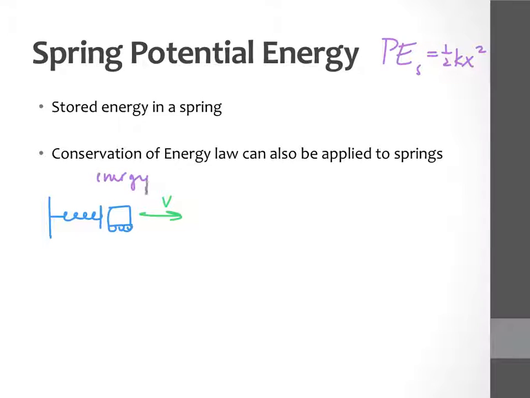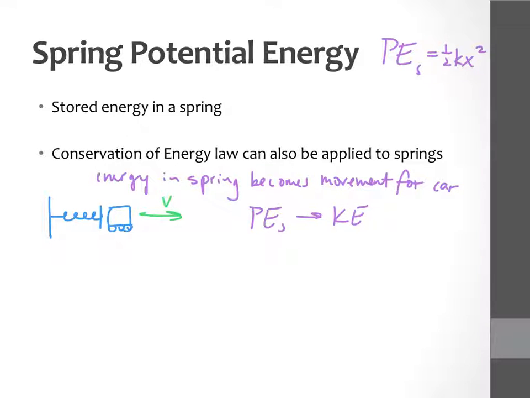So in this scenario, energy in the spring becomes movement for the cart. Here we see a transformation of spring potential energy into the cart's kinetic energy. So whatever amount of potential energy you have in that spring, you can easily equate it to the kinetic energy of the cart because it's a complete transformation of one form into the other.